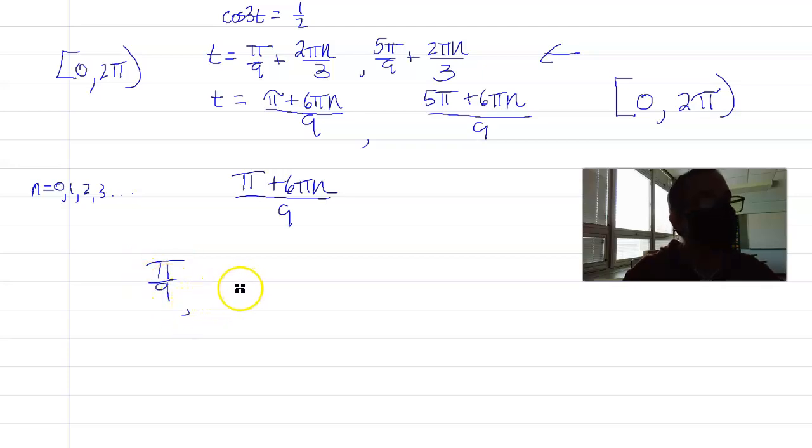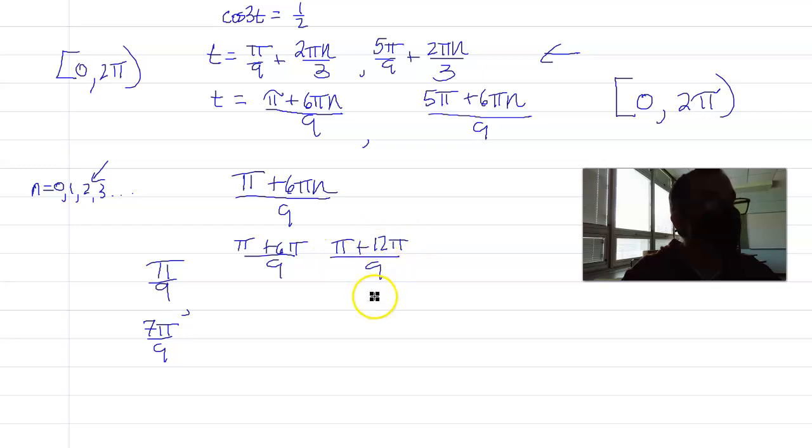Yay. If I let n equal 1, I'm going to get pi plus 6 pi over 9, which is 7 pi over 9. So that'll be another answer. If I let n equal 2, I'm going to get pi plus 12 pi all over 9, which would be, basic math, 13 pi over 9. If I let n equal 3, I'm going to get pi plus 6 times 3 is 18, 18 pi all over 9, which ends up being 19 pi over 9.